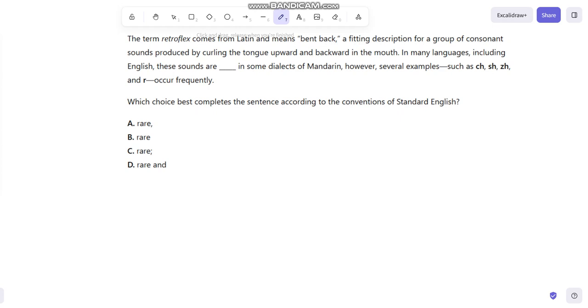Let's solve this SAT writing question today. Currently, we are being tested on punctuation. Now, when you are solving a SAT writing question, you don't actually need to read everything that's given here. You only read the part surrounding the blank space.